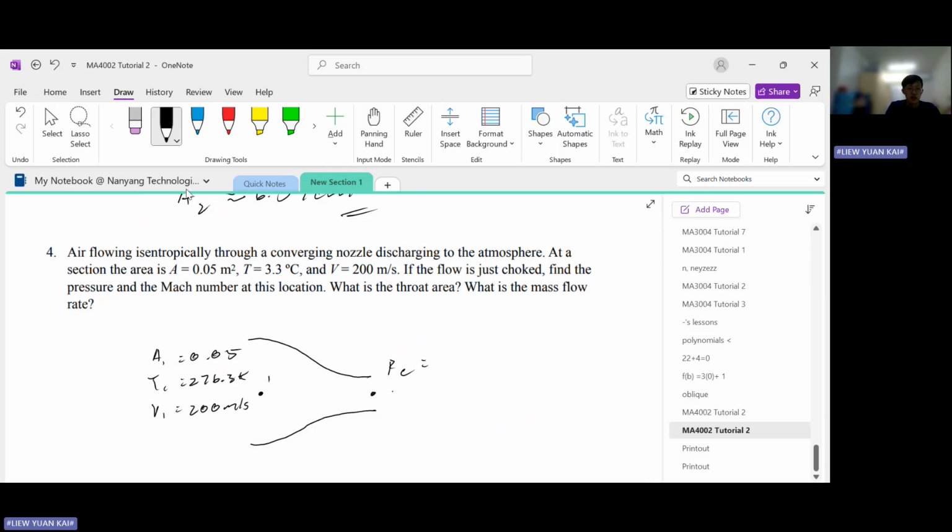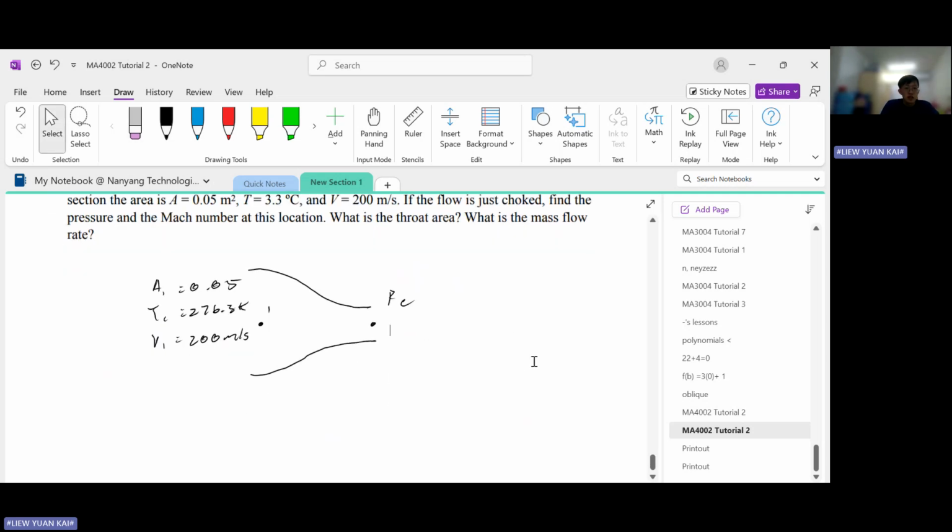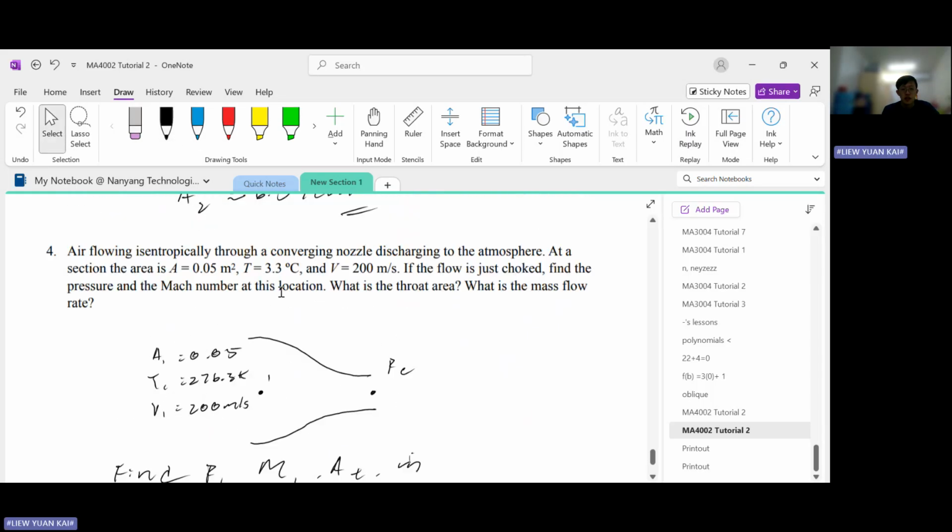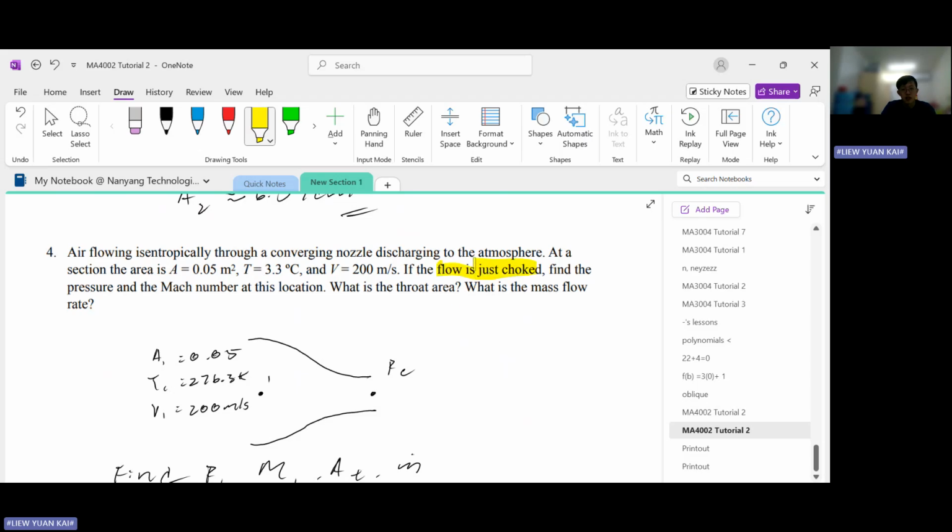Okay, that's about as much information to give. So, what are we expected to find? We are expected to find pressure at 0.1, Mach number at 0.1, the area of the throat, and the mass flow rate. Okay, so what to do? They told us that the nozzle is discharging to the atmosphere, and this is the important clue that the flow is just choked. If you know that the flow is just choked, that means you can infer that the exit pressure must be equal to the back pressure, which is equal to 101 kPa.